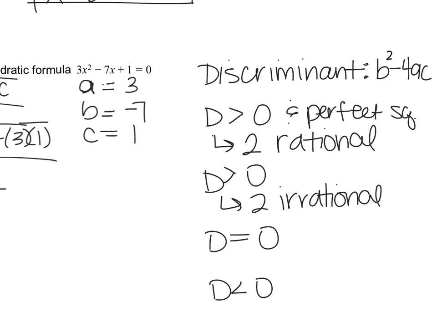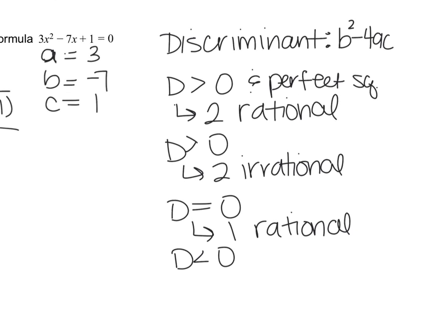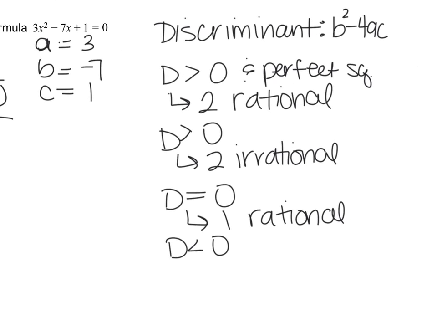Next, we can have the discriminant equaling 0. That's going to be one rational solution. What that means is you're going to just end up with negative b over 2a when you do the quadratic formula without the plus or minus. And lastly, if our discriminant is less than 0, that's going to be two complex solutions. So that means I'm going to have a negative number underneath the square root. I'm going to have i in my final answer.